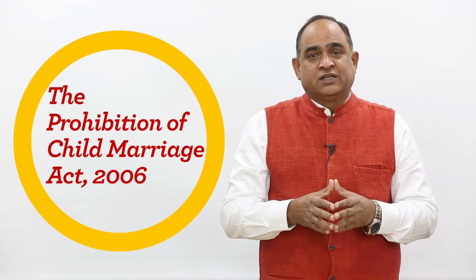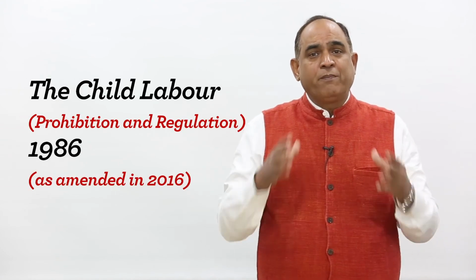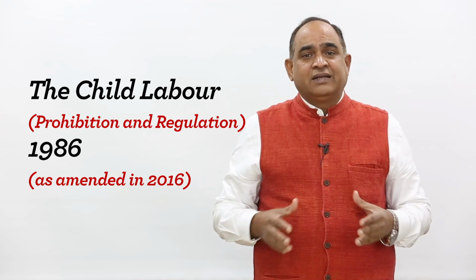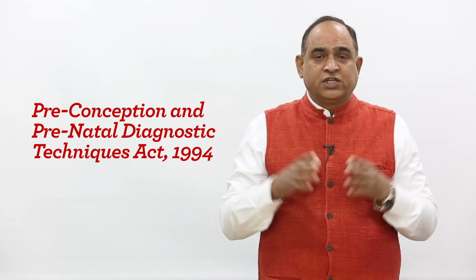So these constitutional provisions have been supplemented by a number of specific legislations. For instance, there is the Prohibition of Child Marriage Act 2006, and there is the Child Labour Prohibition and Regulation Act of 1986, which was amended in 2016, and there is the Immoral Traffic Act. There is a Preconception and Prenatal Diagnostic Techniques Act, which seeks to prohibit female feticide, and there are a number of other legislations which deal with protection of the rights of children.